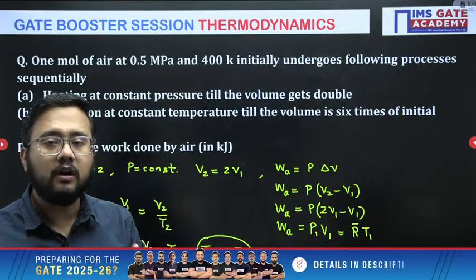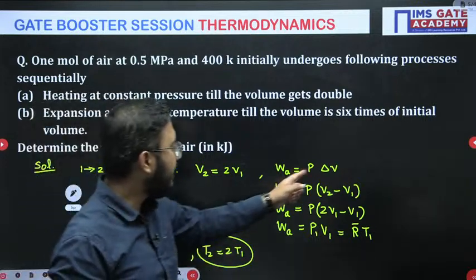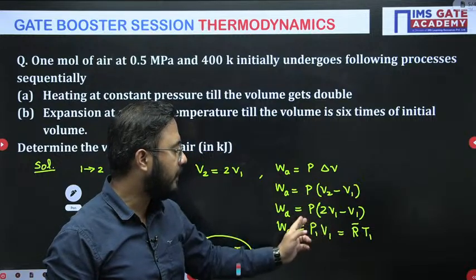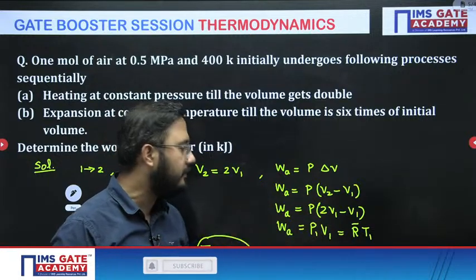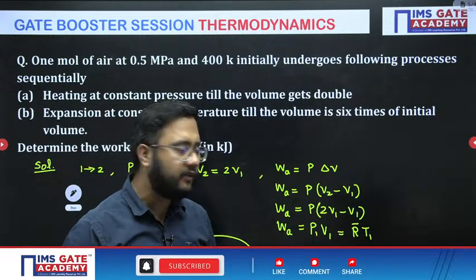I need to modify this formula based on the information given. So P into delta V, V2 minus V1. Okay, V2 is twice of V1, so P1, V1 it is there. Instead of writing P1, V1, I will write R T1. Because the data for P1, V1, let's suppose it is not given, temperature is given.